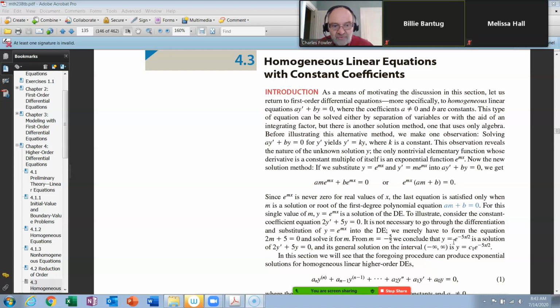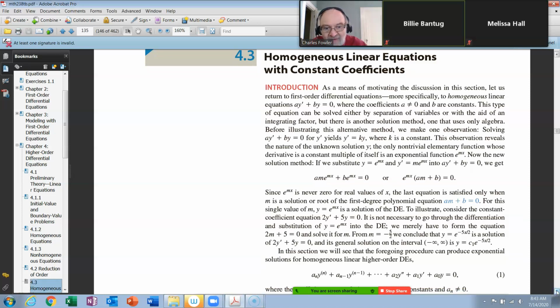The general solution would then be y is equal to some arbitrary constant, c1, e to the minus 5 halves x. Okay. So that was in a linear first order case. It worked beautifully. So what if we have a higher order differential equation, but again, all the coefficients are constants?